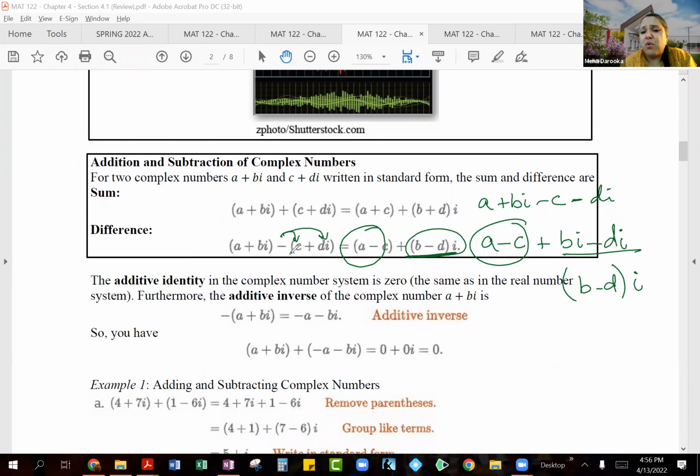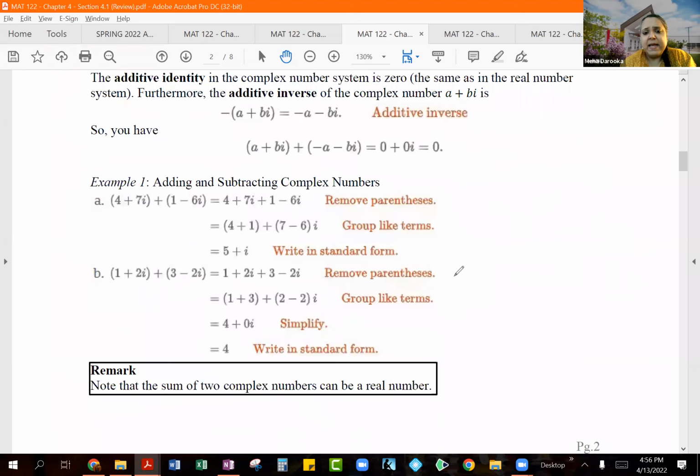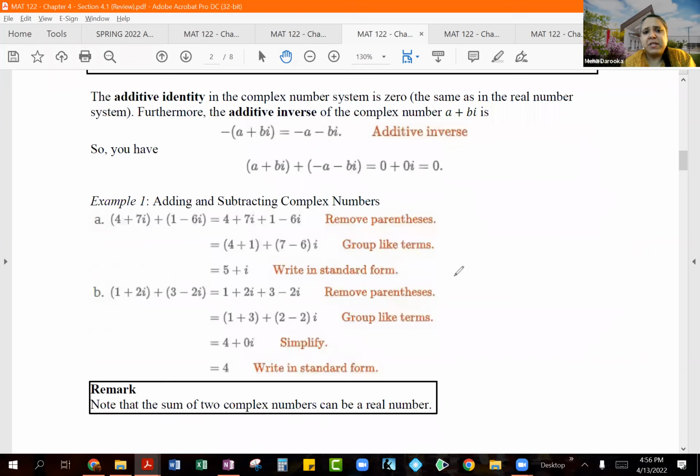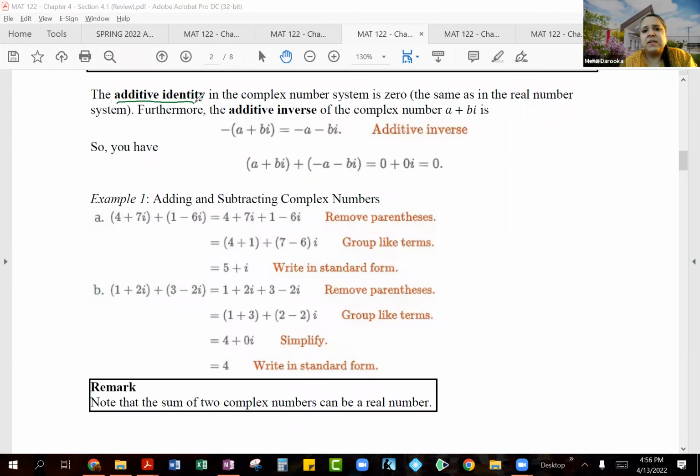So I actually think more in terms of algebra as, oh, there's a negative sign here, go ahead and distribute that into your second number, and you'll be able to get your answer from there. So they've just got some basic examples over here, kind of walking you through the addition and subtraction. This property over here that they're talking about, the additive identity in the complex number system is 0. So they're saying, the same as it would be in your real numbers.